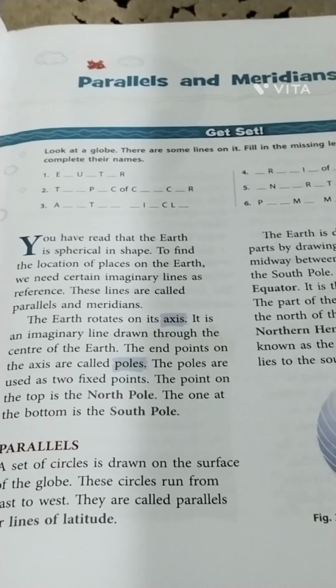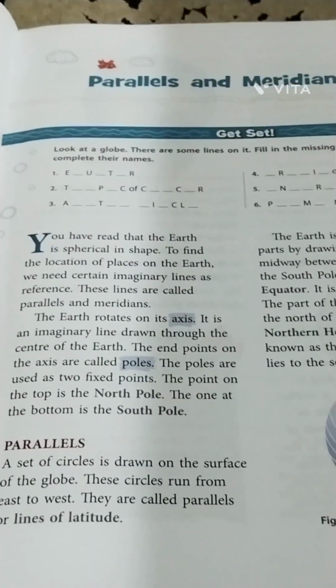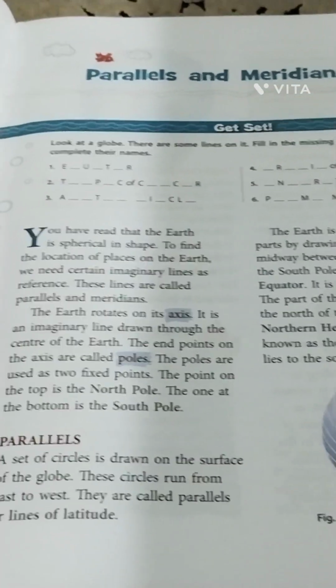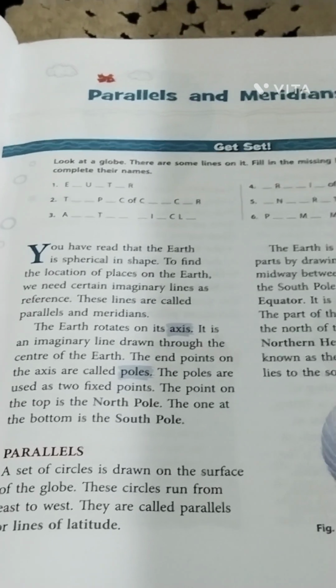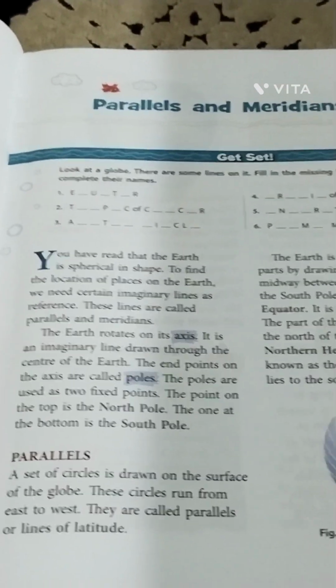You have read that the earth is spherical in shape. To find the location of places on earth, we need certain imaginary lines as reference. These lines are called parallels and meridians.